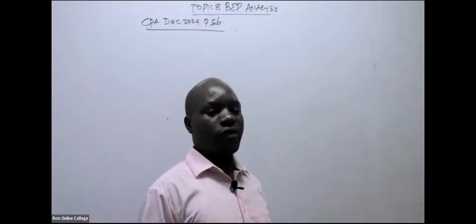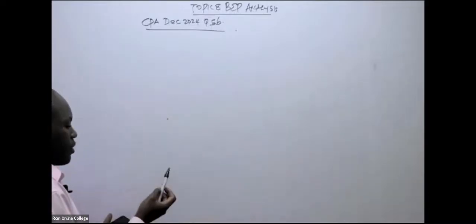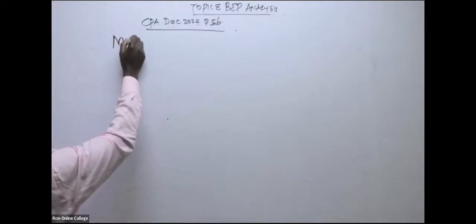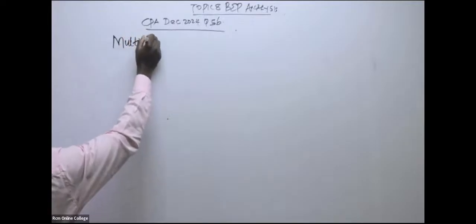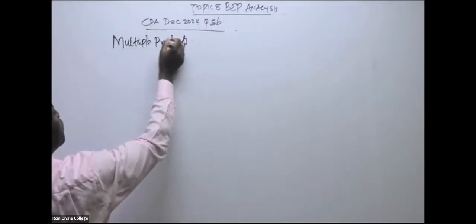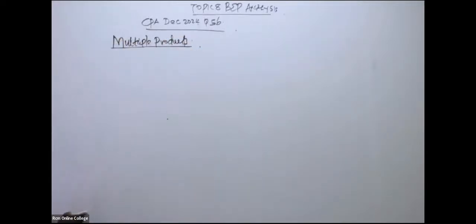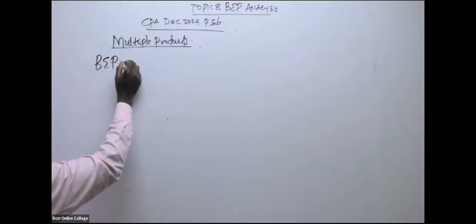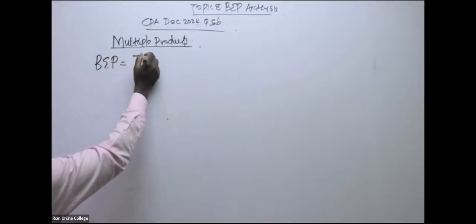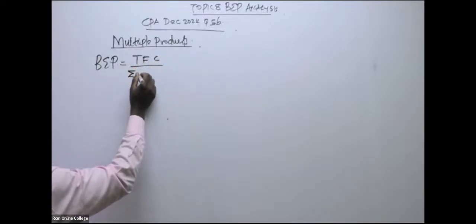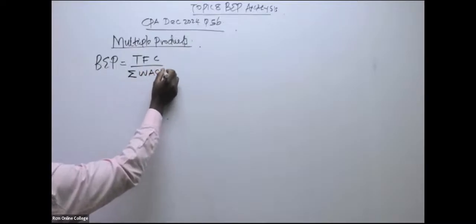So how do we deal with that first part? I will now write down the formulas that apply when dealing with what we call multiple products. So when we're dealing with multiple products, break-even point in units is total fixed cost divided by the summation of weighted average contribution margin.